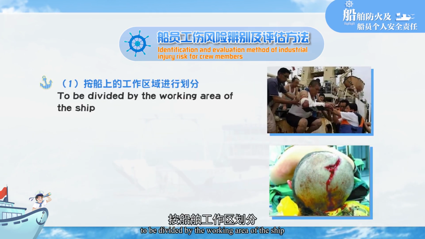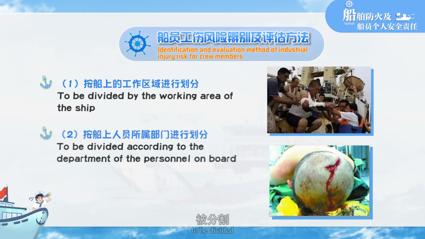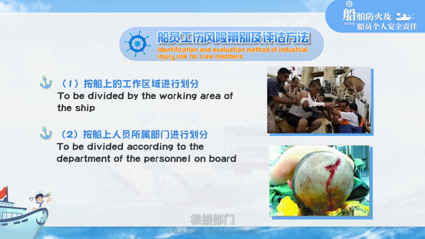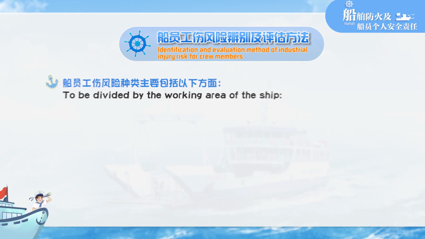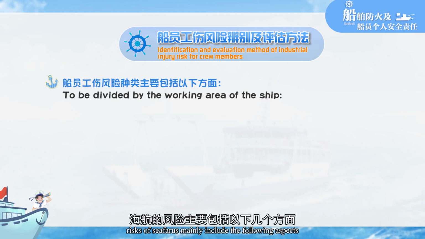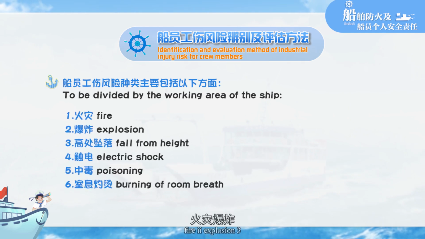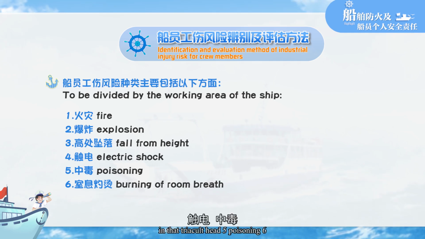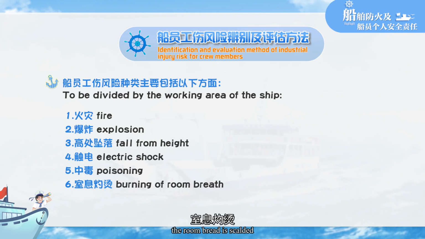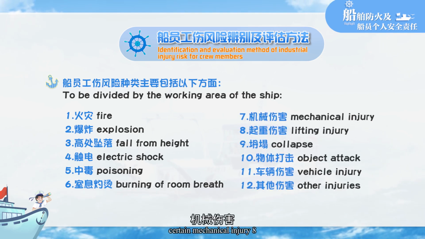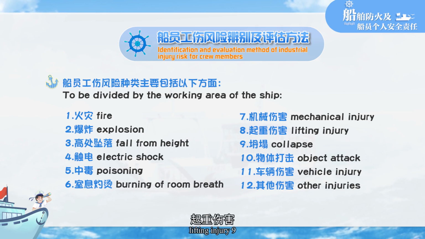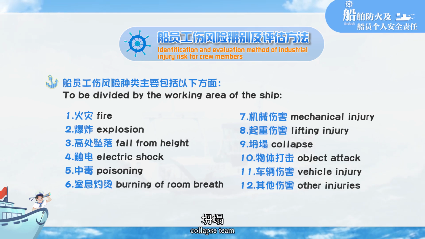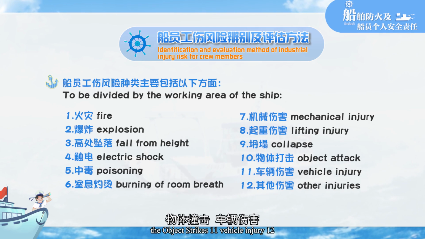To be divided by the working area of the ship. To be divided according to the department to which the personnel on board belong. The types of work-related injury risks of seafarers mainly include the following aspects: fire and explosion, fall from a height, electrocution, poisoning, suffocation and scalding, mechanical injury, lifting injury, collapse, object strike, and vehicle injury.